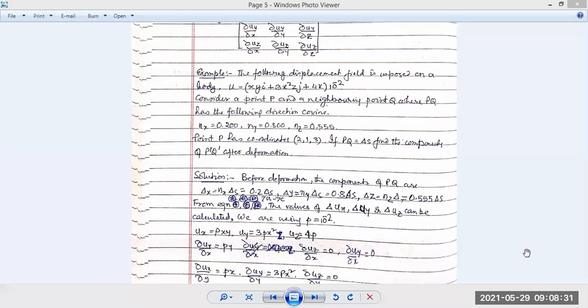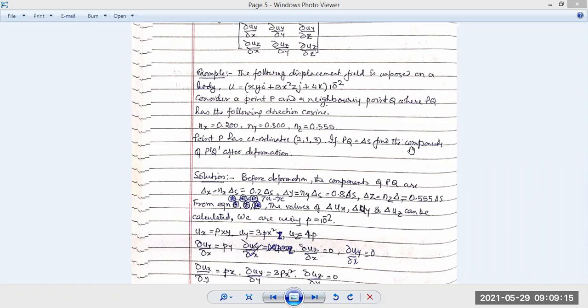It actually gives us the coordinates of the point Q if we add this direction cosine to the coordinates of P itself. What is given to us is the coordinates of P and the direction cosine of PQ, but the coordinates of Q are not known to us. If PQ is given a length delta s, which is not numerically given, we have to find the components of P dash Q dash after deformation.